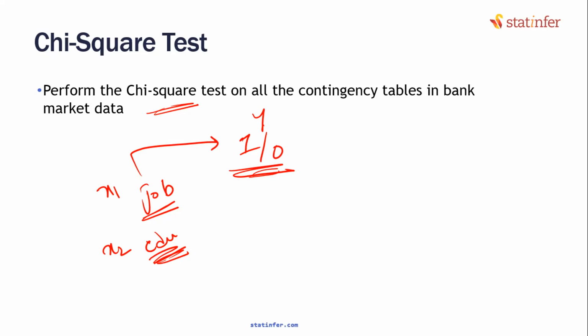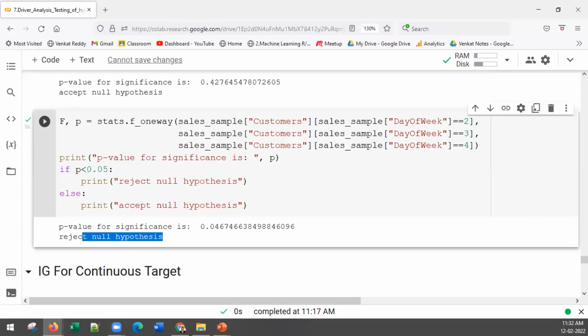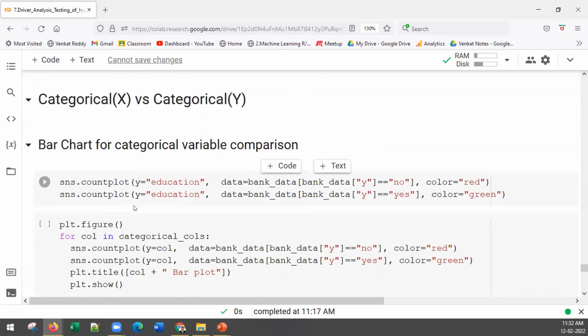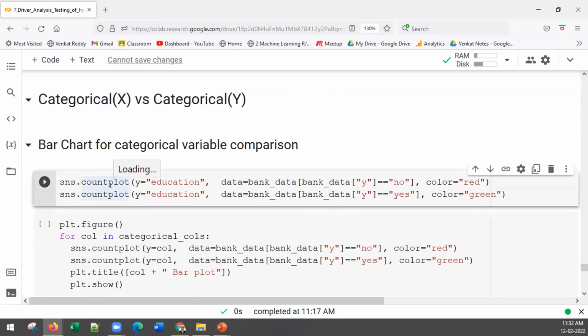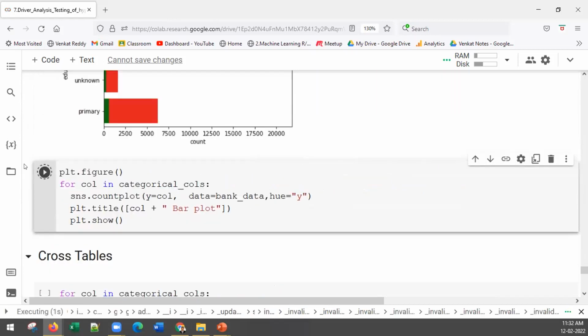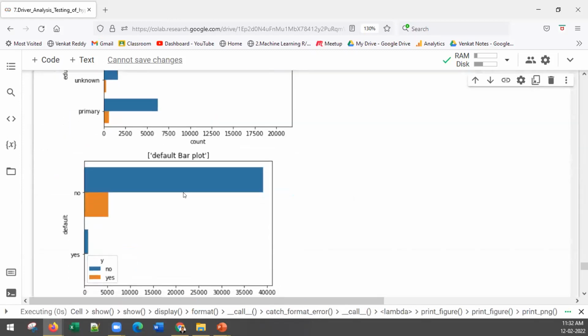So go to the... So ignore this IG for continuous target. Information gain we have discussed multiple times. So go to this chi-square test. So this is a visualization. Different ways of visualizations are there. You can show any visualization, but what really matters is how do you quantify it?